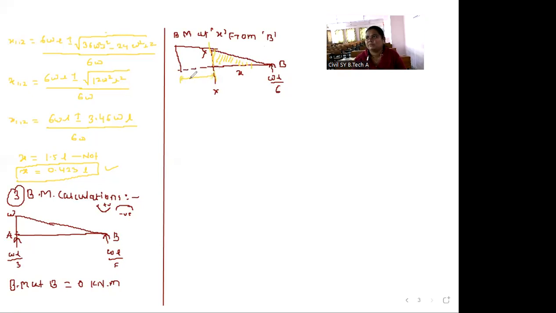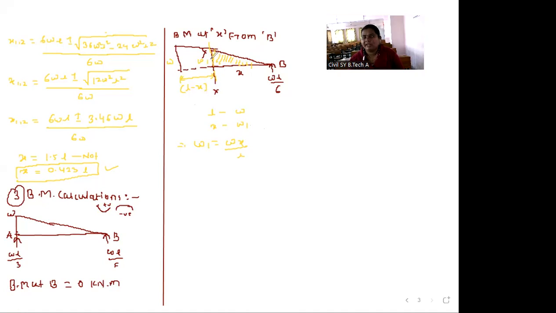And this distance is how much? This distance is L minus X, because the total span is L, and out of that we have considered this X. So for L distance, the height is W, but we have to find it for this X distance. So this we will consider W1. Again here we apply the same concept. For L distance, height is W, so for X distance, height is W1. Therefore, W1 is equal to Wx divided by L.